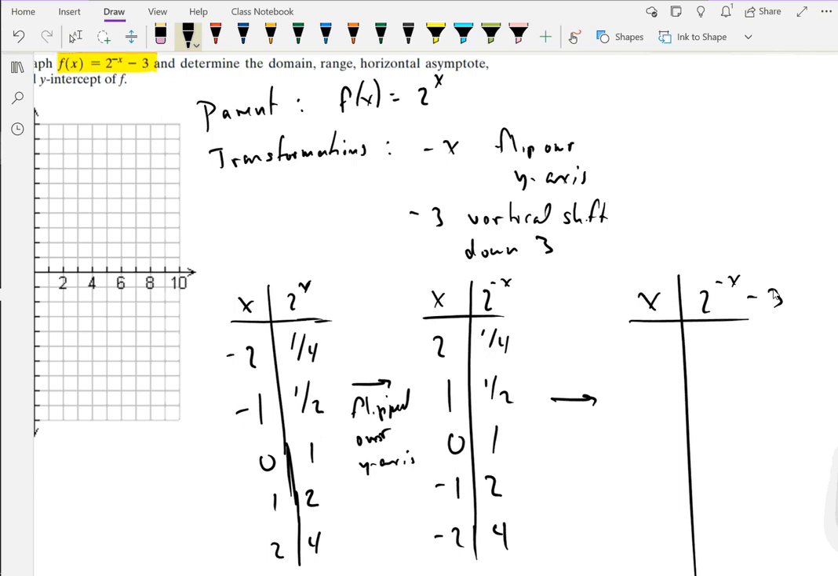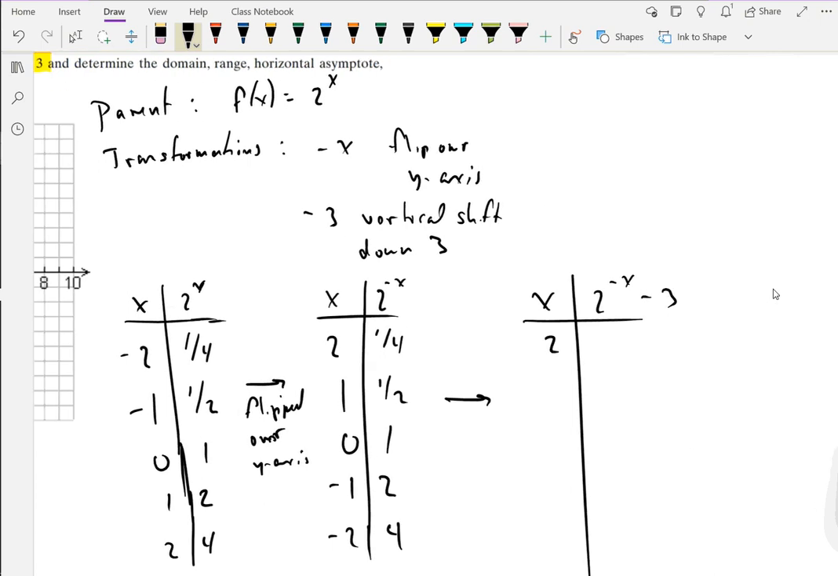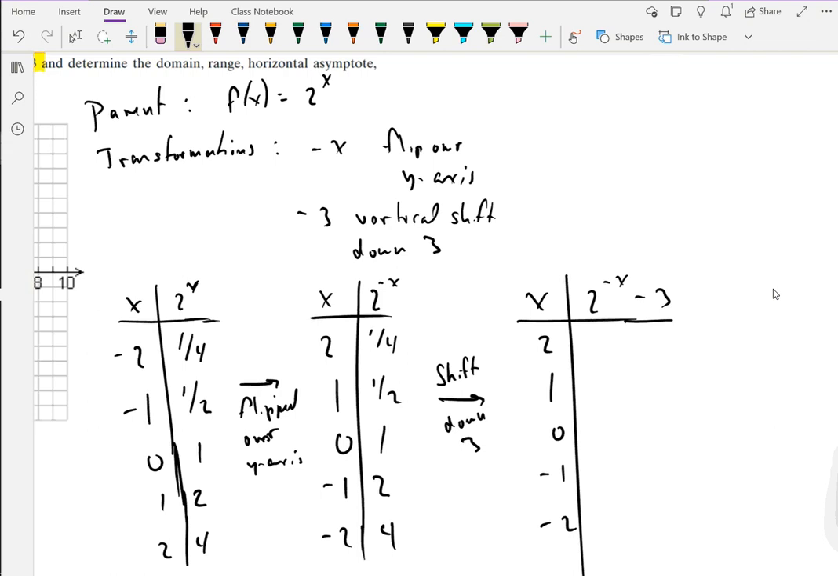Now what we want to do is plug in this -3. So my x values are going to stay the same, and I'm going to change my y values by subtracting 3 from each of those. So this is going to be shift down by 3. So instead of being at 1/4, if I shift down by 3, now I'm at -2 3/4. At 1/2, if I shift down by 3, now I'm at -2 1/2. 1 shifted down by 3 is -2. 2 shifted down by 3 is -1. 4 shifted down by 3 is 1. Okay? So we have those values. Now we can go ahead and graph.